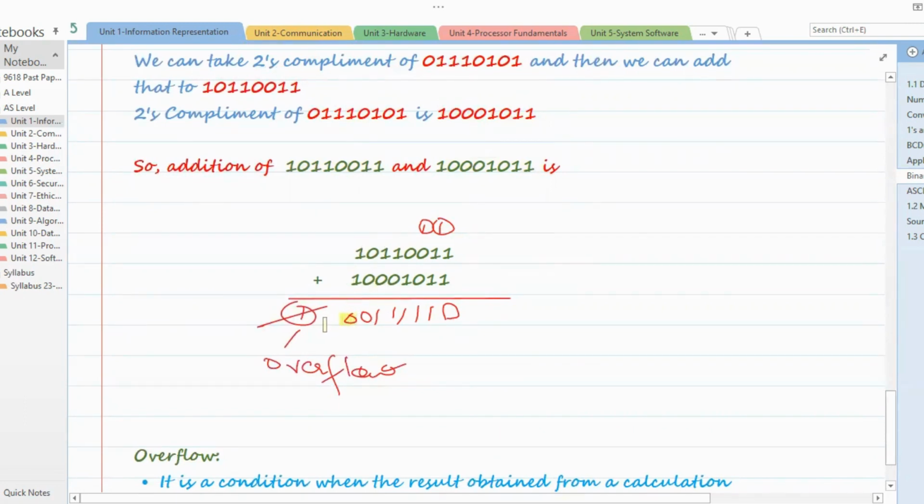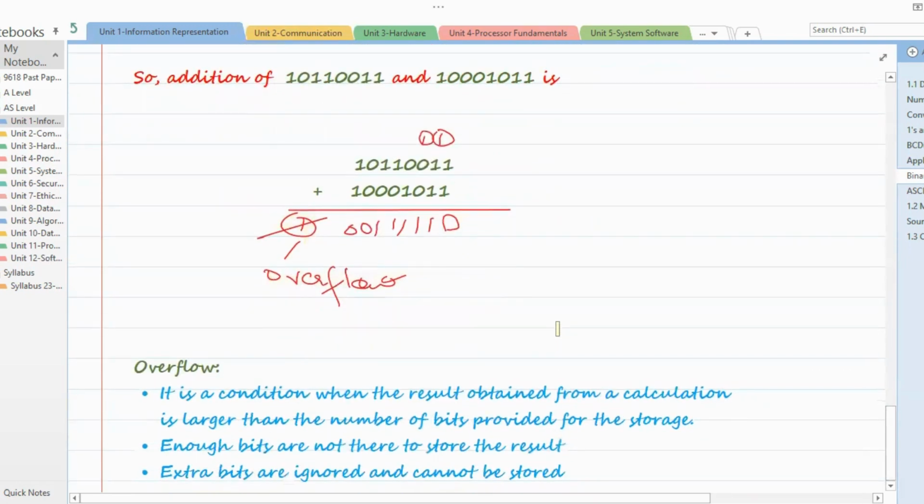Now here, this is an extra bit. If you look here, this is an 8-bit number. This is also an 8-bit number. However, the answer is coming in 9 bits, right? So this is an extra bit. So we'll just ignore this, and this bit is known as an overflow bit. We are just going to ignore that bit. We'll just understand what this extra overflow bit is, and that is part of your syllabus. So please listen to this very carefully.